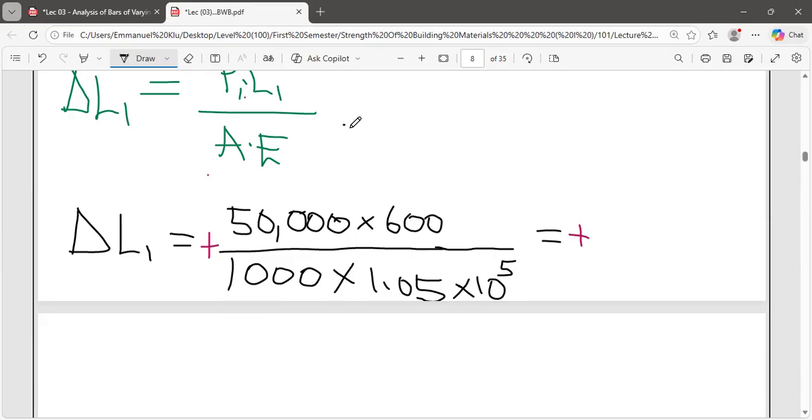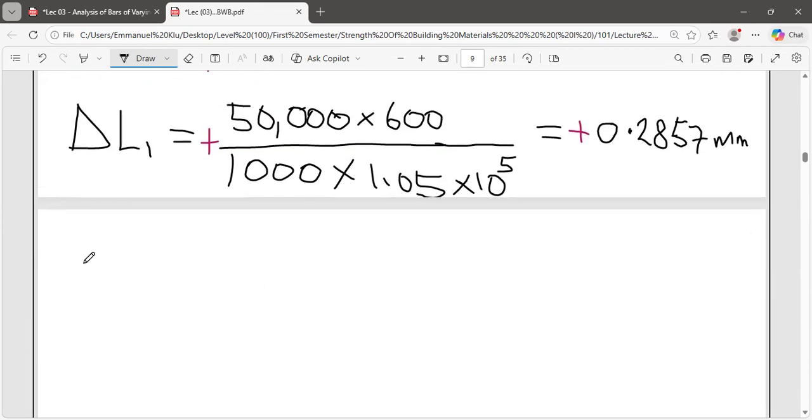So at the end of the day, what are we going to get? We are going to get 0.2857, so let's say 0.2857 millimeters. Good. Let's also do the other one.